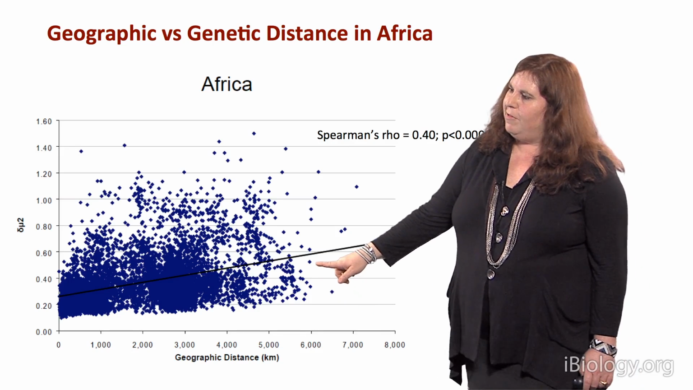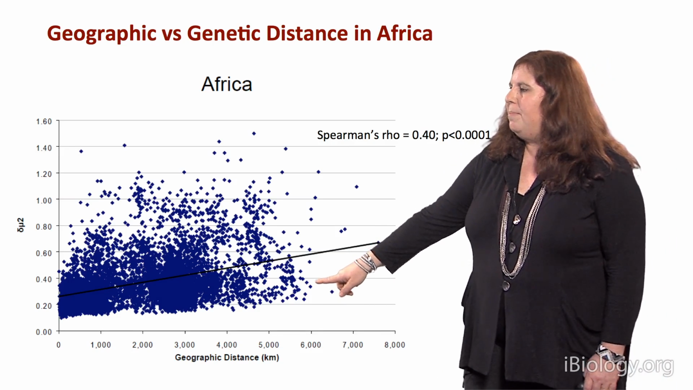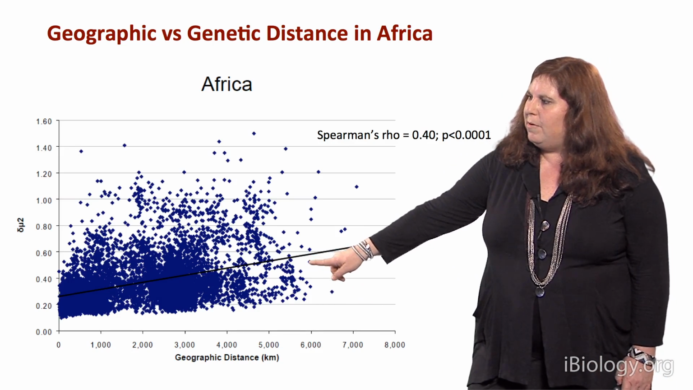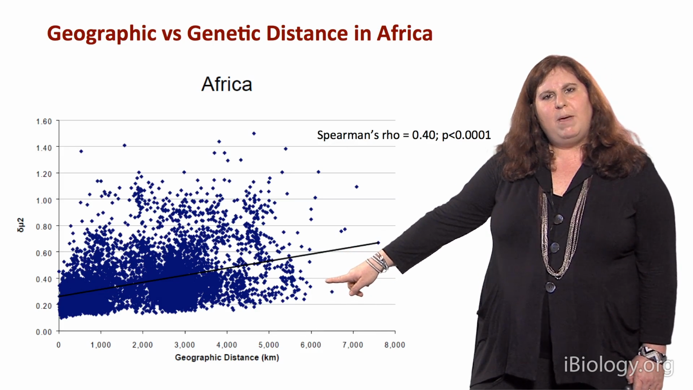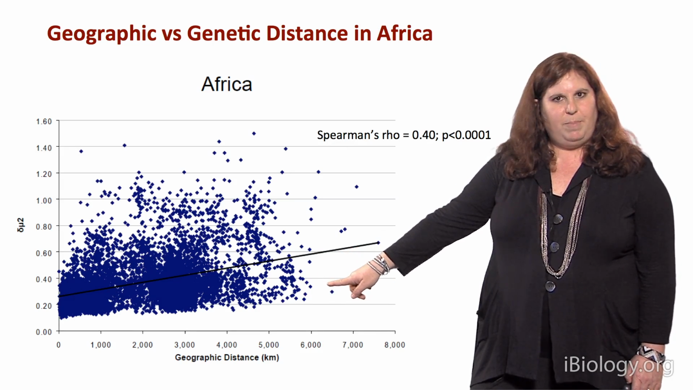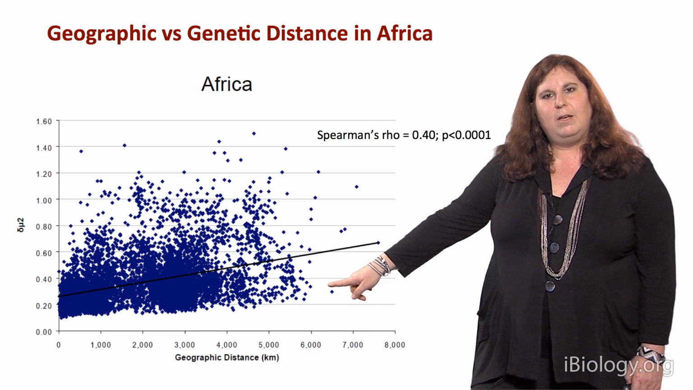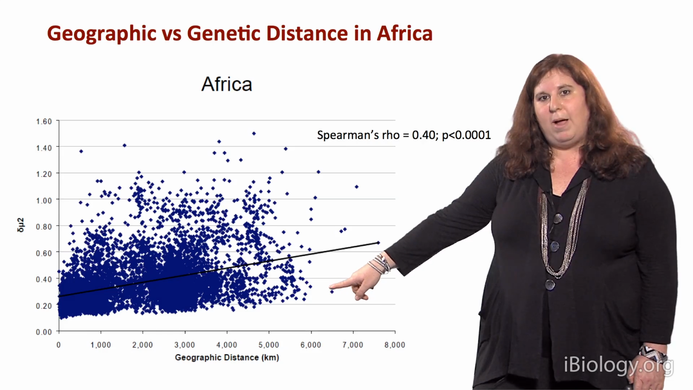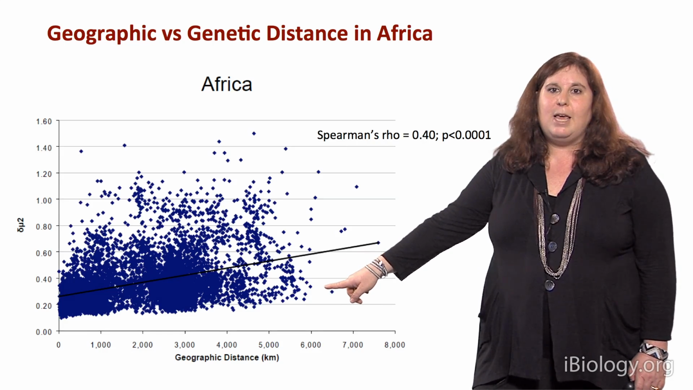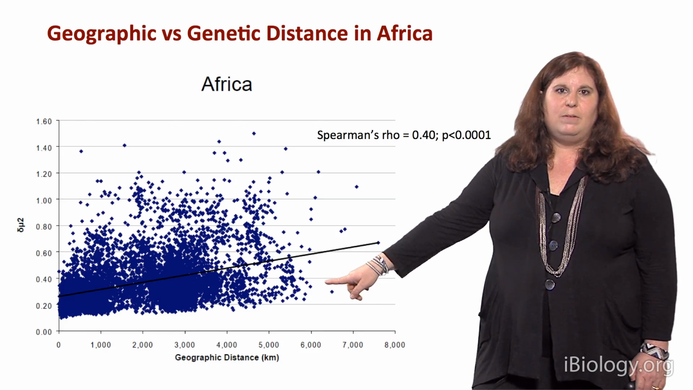And then on the other end of the spectrum, we have some populations that are genetically very similar to each other, but geographically very far apart. And those may reflect, for example, the Bantu people who migrated from Western Africa to Eastern and Southern Africa. So they've gone quite a long geographic distance, but genetically, they're still very similar to each other.